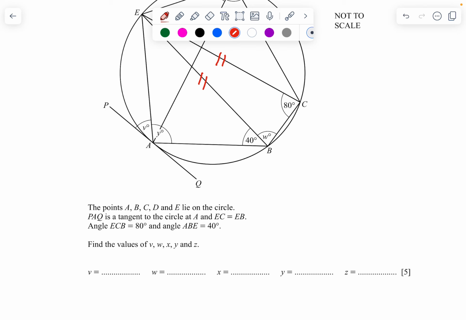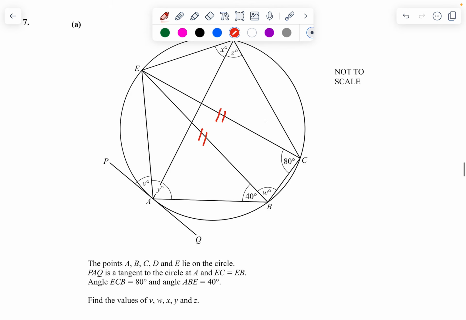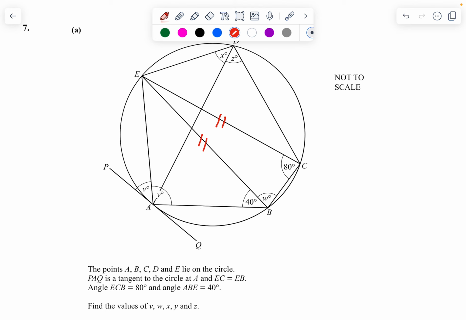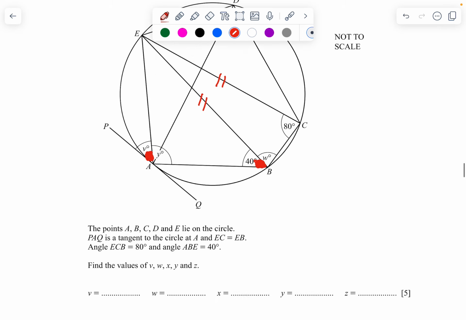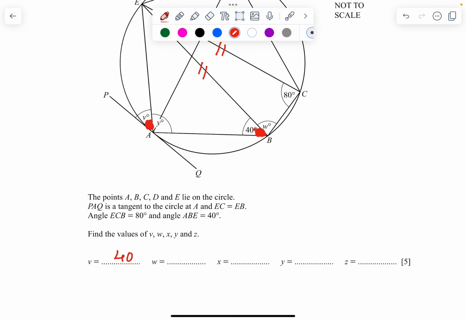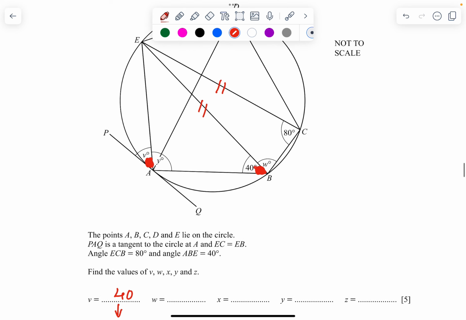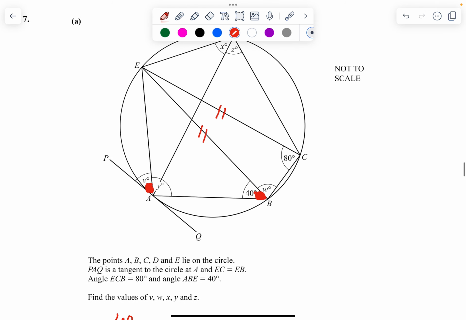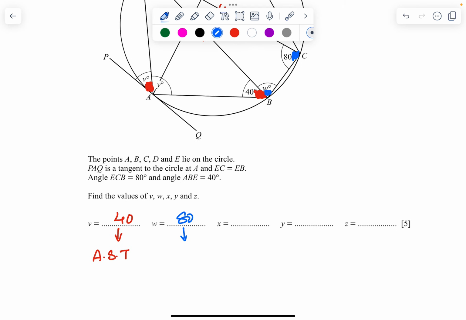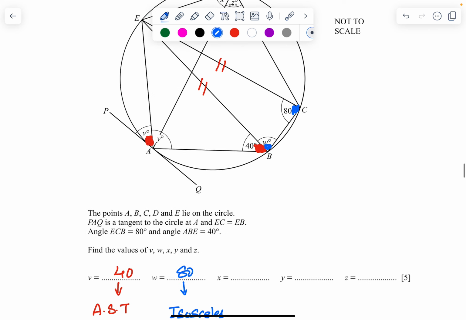So first of all, I'm going to find the V value. This particular angle and this angle come under the alternate segment theorem. So both are the same. So this is 40 degrees. The reason is the alternate segment theorem. Then I go for W. So these two sides are equal, so this angle will be equal to this angle. So W equals 80 degrees. The reason is isosceles triangle. Then I go for X.